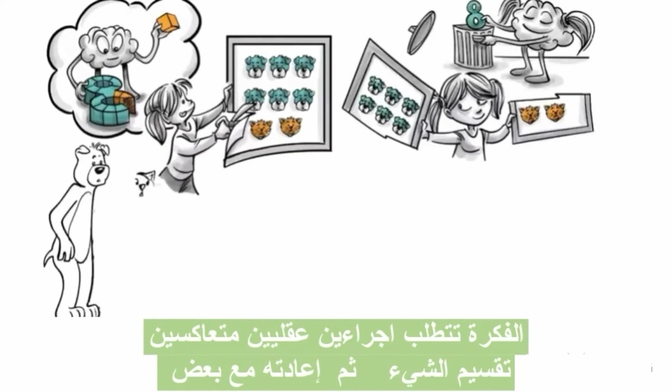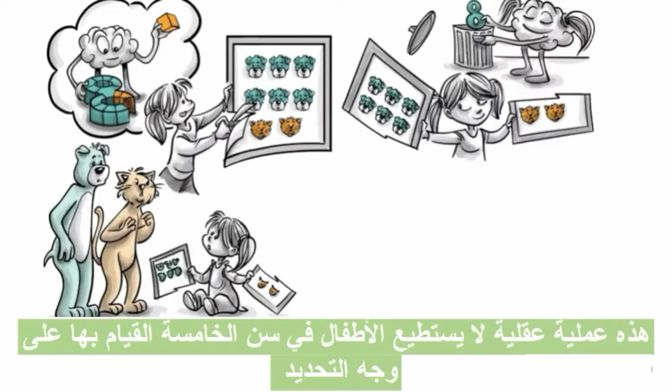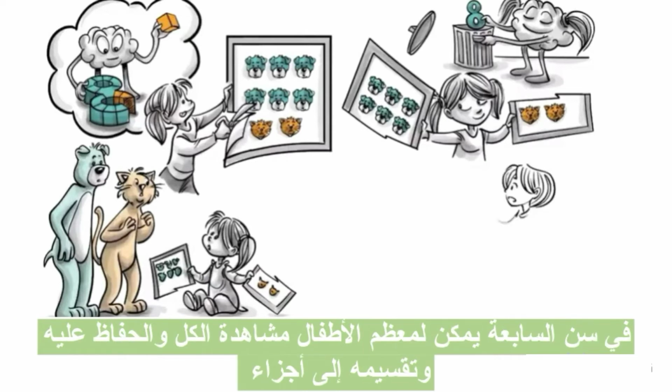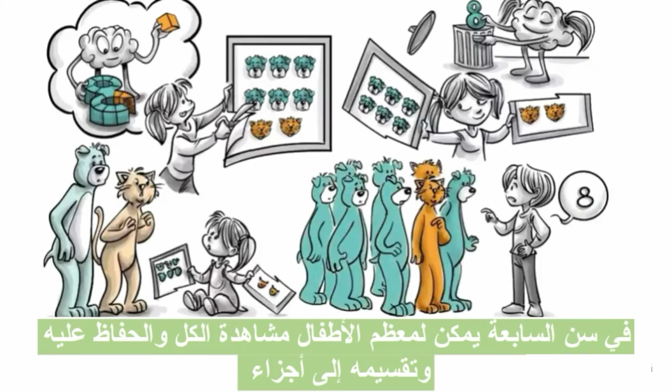To also think about all animals would require 2 opposite mental actions. First, divide the whole and then put it back together, a mental process that most 5-year-old children precisely can't do. Only by age 7, most children can see the whole and keep its abstraction in their heads and still divide the sum into its parts.